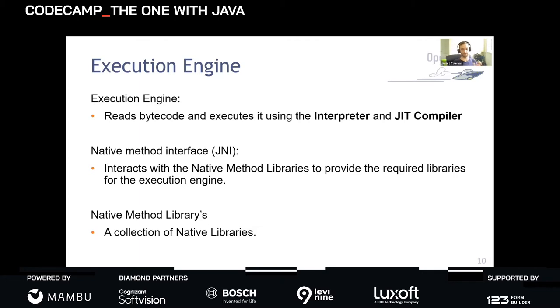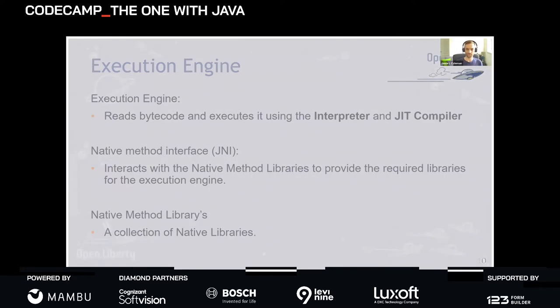So it neutralizes that, and essentially, the execution engine will be using the help of the interpreter to convert bytecode, but then when it finds code that it's converting over and over again, that's when it will use the JIT compiler, which compiles the entire bytecode and changes it to native code. And native code runs much, much faster, which will improve, hopefully, the performance of your system.